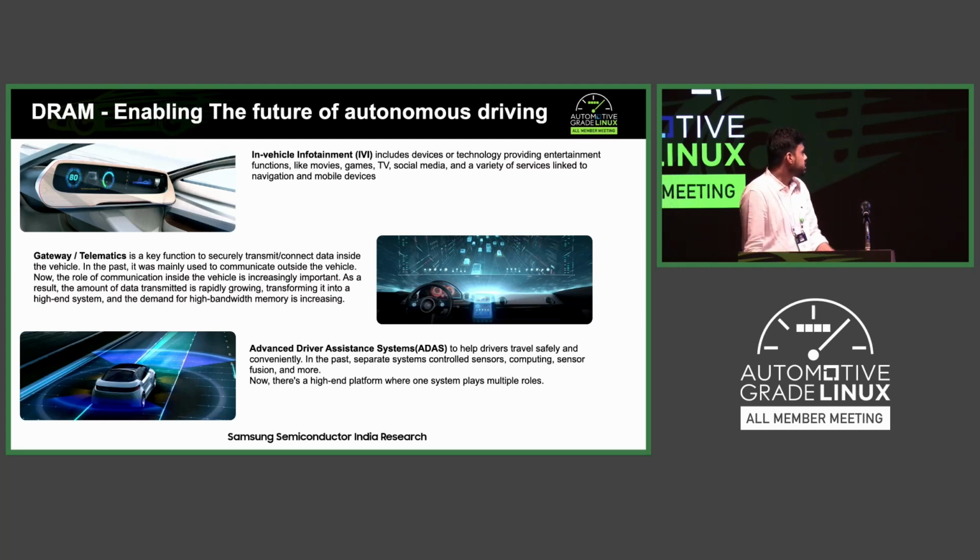Then the next thing is gateway or telematics, which is a key function to securely transmit information within the vehicle. Previously, information used to be sent out of the vehicle, but nowadays in most current automotives, we need to securely transmit it within the vehicle itself. For this, we may have large data being transmitted within the vehicles, so we need high bandwidth DRAMs.